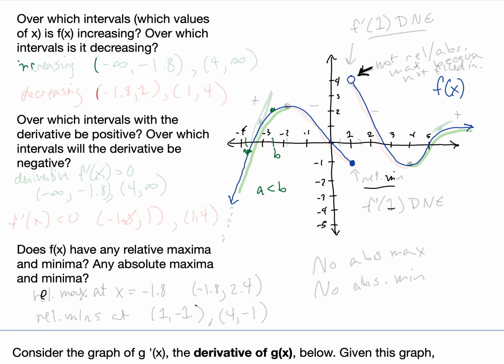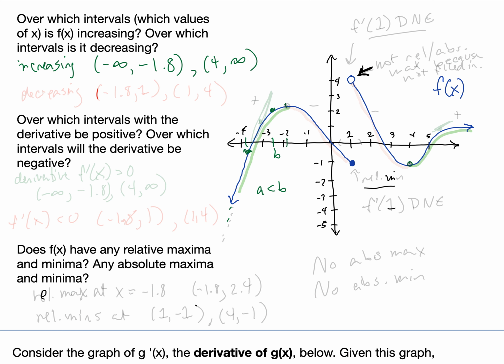It's increasing over the intervals from, it looks like, negative infinity, because it has no starting point that we're aware of, so we assume that the graph just continues doing what it's doing. So from negative infinity up to this point, where is that? Maybe that's negative 1.8. And it's also increasing over here. It looks like that starts around 4. So from 4 up to, as far as we're aware, infinity. We're not really sure exactly what's happening with the function after that point, but that's just a guess.